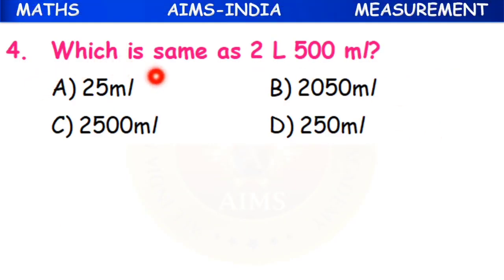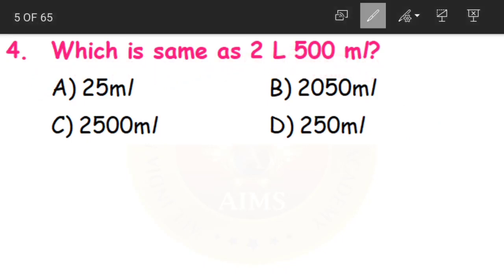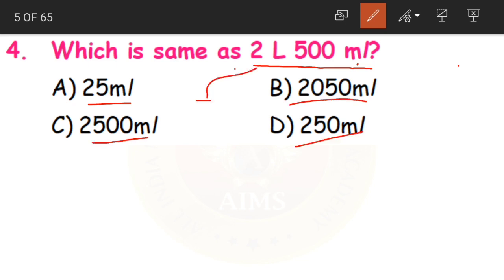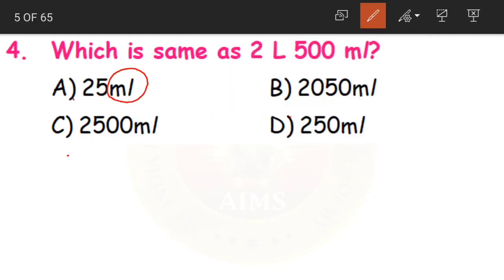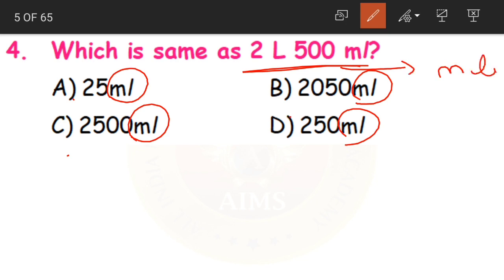Coming to question 4, which is the same as 2 liters 500 milliliters. So what should we do? In the given question, we have a measurement, that is 2 liters 500 milliliters. Now we have to find another quantity from the given options which is the same as 2 liters 500 milliliters. If you look at the options, A, B, C and D are completely in milliliters. That means we have to convert our given quantity into milliliters.